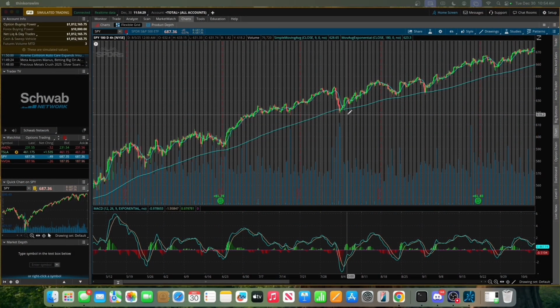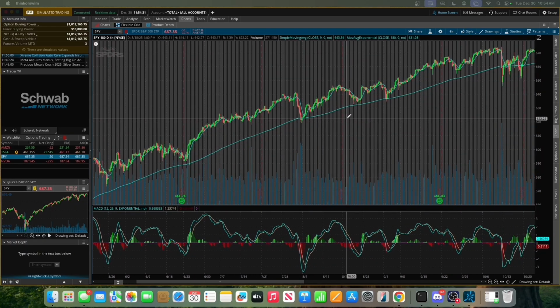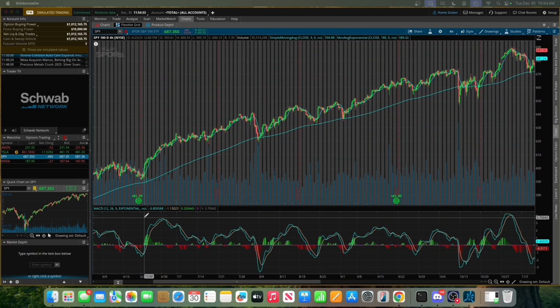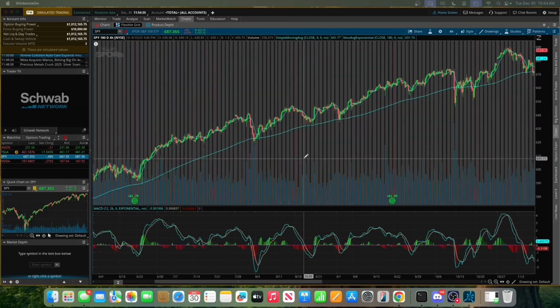Now let's get into the SMA and exactly what it does, how you can put it on your chart, and what it can show you, especially when you're looking at different price actions. So let me pull up my chart on SPY here. And as you can see, I have my indicators. I have my MACD down here. I don't have my RSI.